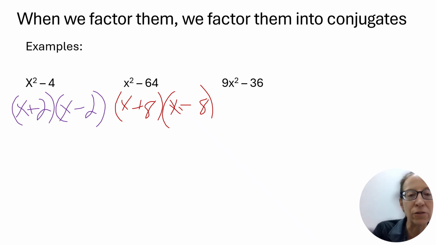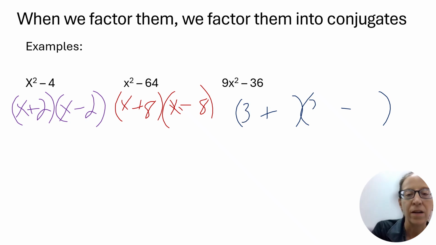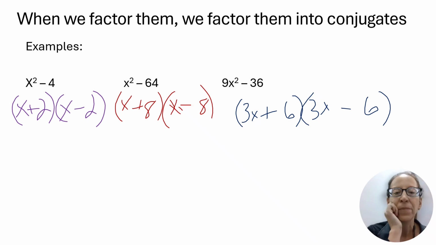Now the next one's a little bit trickier, but math is consistent. So we're going to have a plus and a minus. And we say, what squared gives me 9? Oh, that would be 3. What squared gives me x squared? That would be x. And what squared gives me 36? That is 6. Okay, now you might notice that this is actually not factored all the way. And I'm going to leave that one for your homework to ponder.